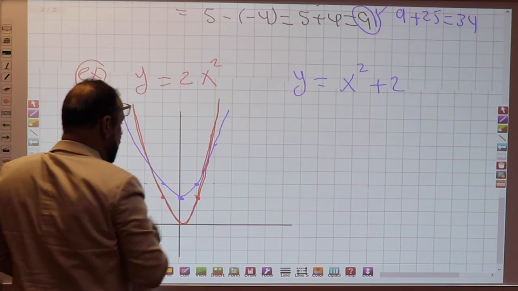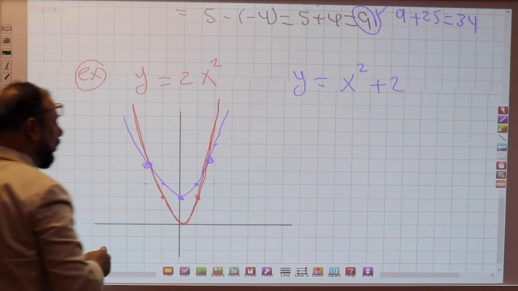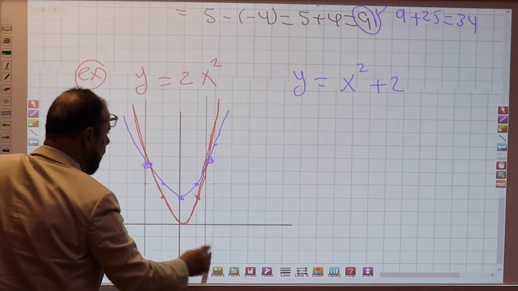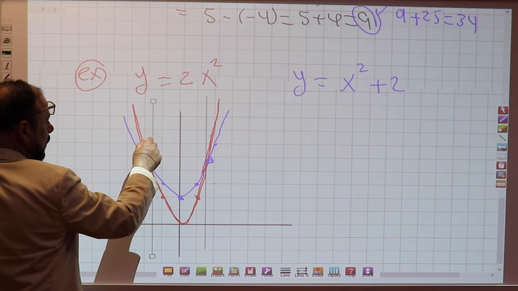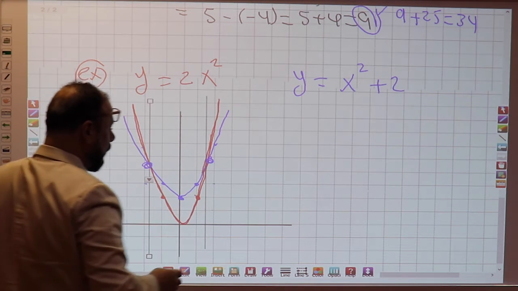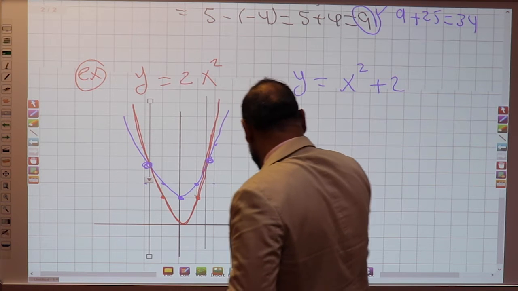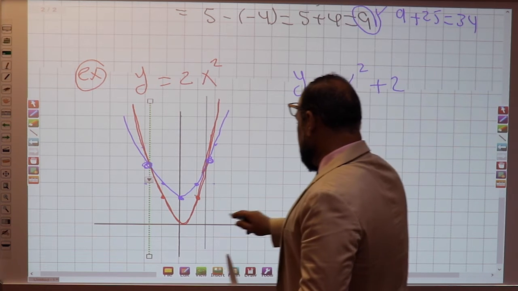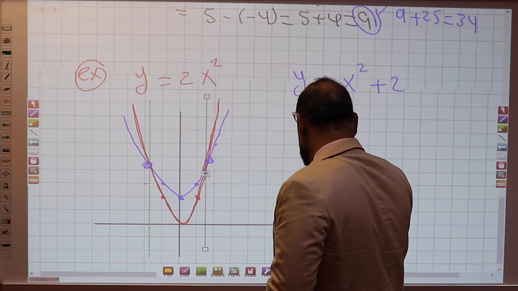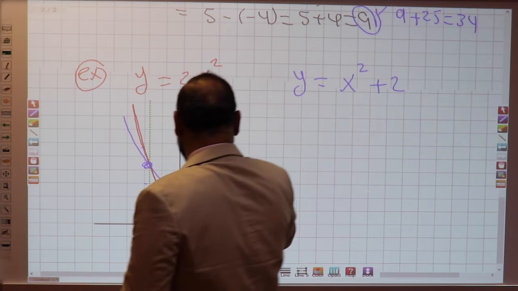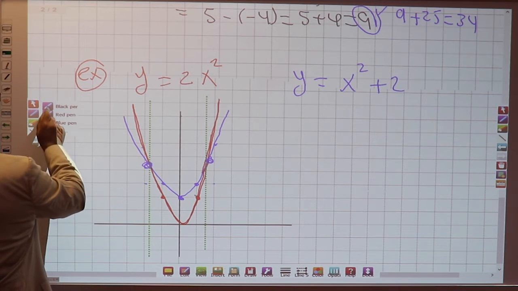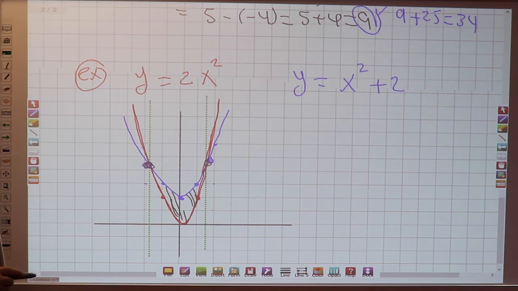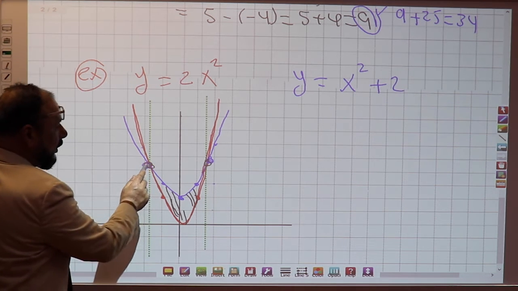Okay. Now, as you see, there are two intersections, one here and one here. I need to find these two intersections. I'm going to make these lines a different color, a little bit bolder, a green color. I need to find this point and this point. And which area am I looking for? This area. You see this, Ismail? Then how do I find these two points?